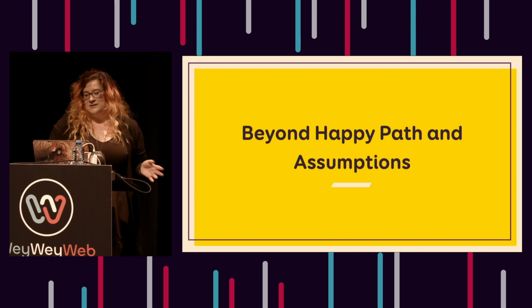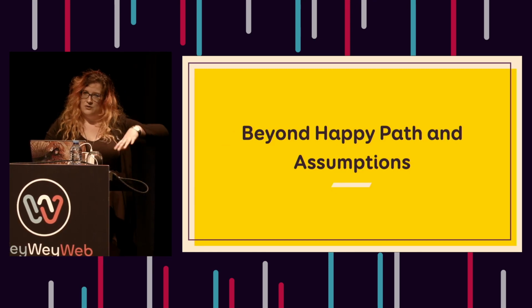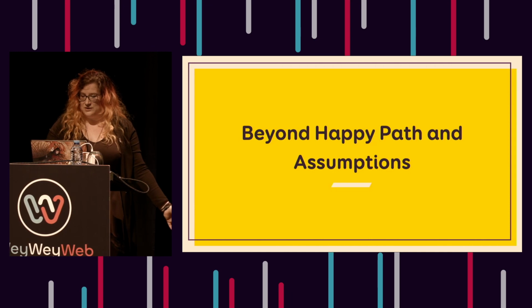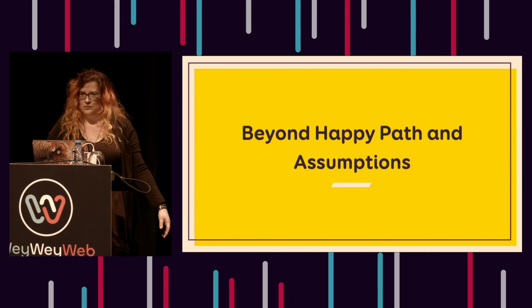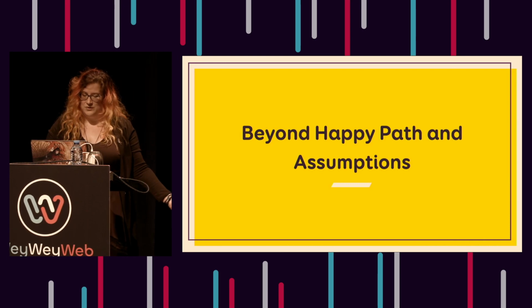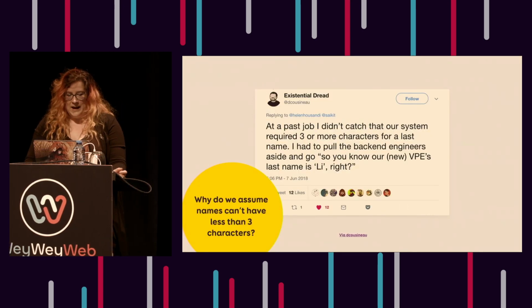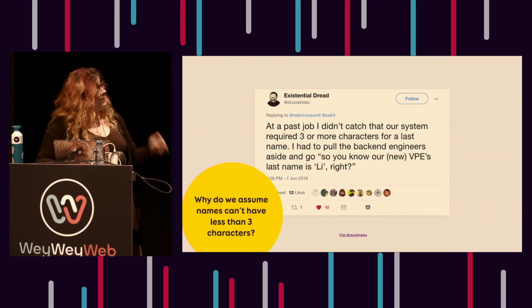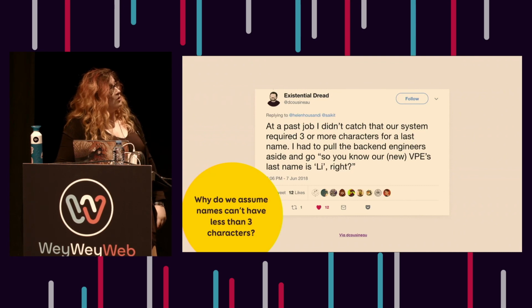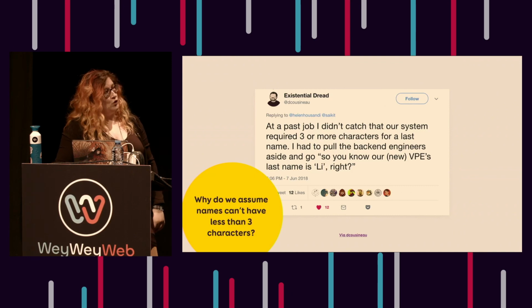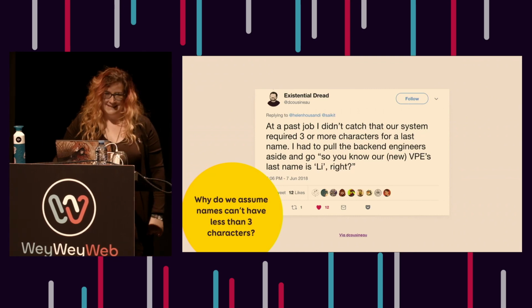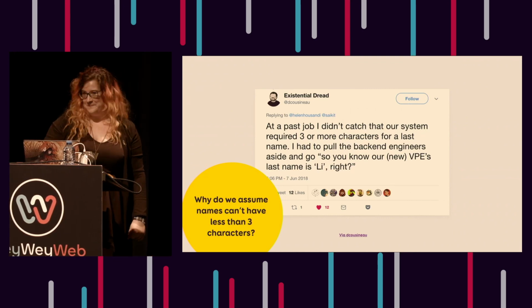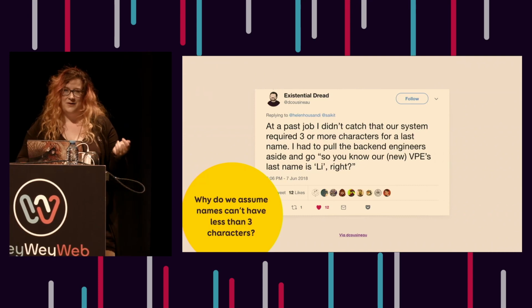And the last part is a little bit abstract, is about really going beyond our assumptions, beyond our happy path, beyond what we think people will do, react, and how they work. So I love that one. Basically, it's a tweet that says, as a past job, I didn't catch that our system required 3 or more characters for at least name. I had to pull the backend engineer aside and go, so you know our new VP, his name is Lee, right? I have people whose name is M in some of our stuff.